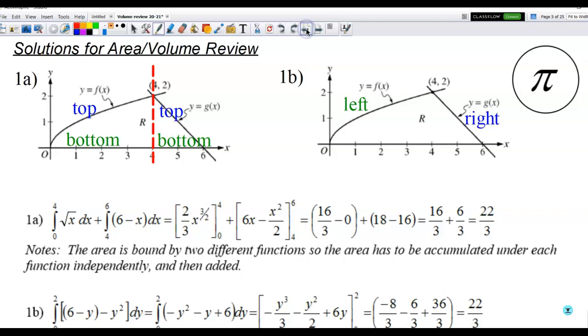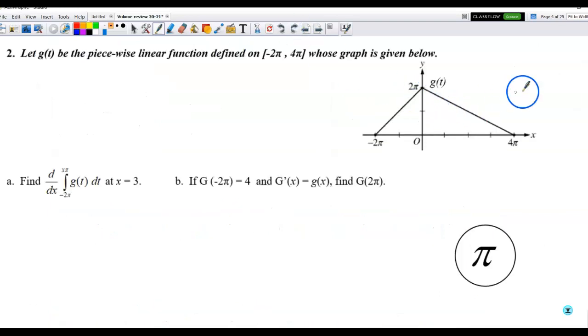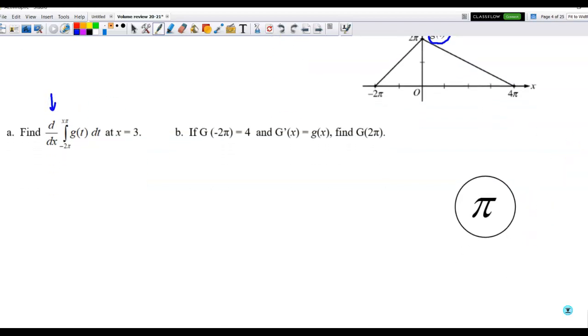Let's go to number 2. Number 2, we have another piecewise function, and the piecewise function begins at -2 pi and stops at 4 pi. The graph is given, and the name of this function is g of t. Oh, yay! The derivative of a definite integral. We have a constant lower bound, so that's good, and a variable upper bound. There are 3 steps.